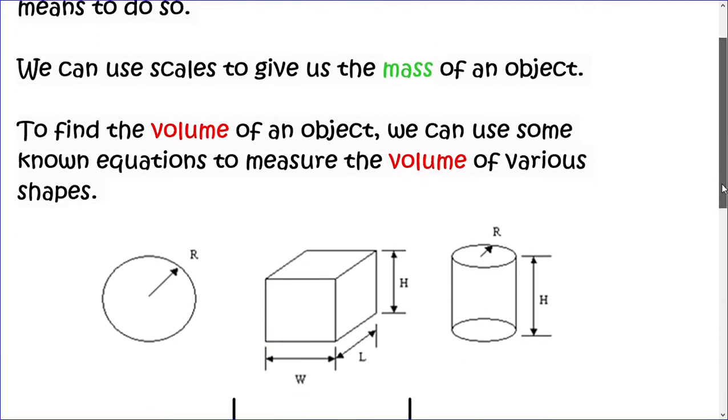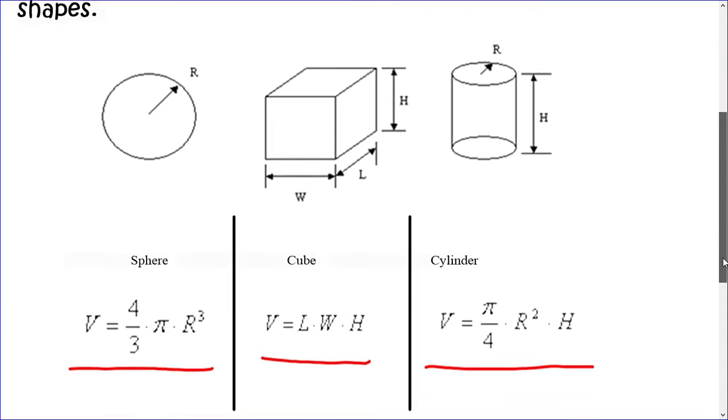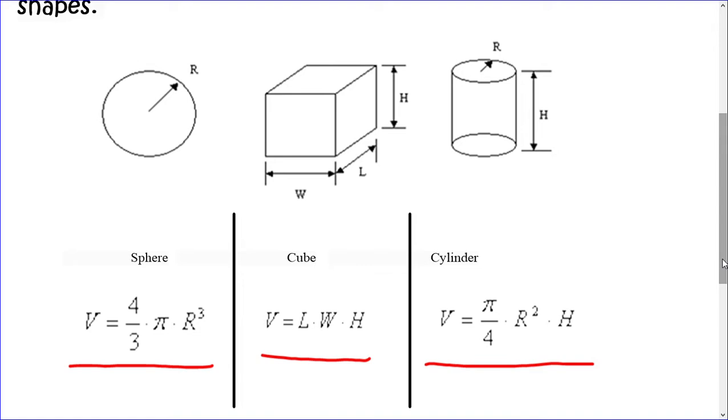So for instance, I have a couple of shapes that are here. I have a sphere, I have a cube, and a cylinder. And we have these little equations that go along with each one. These would be considered our regular objects, and with each one, I have an equation that could help me find the volume of that object.